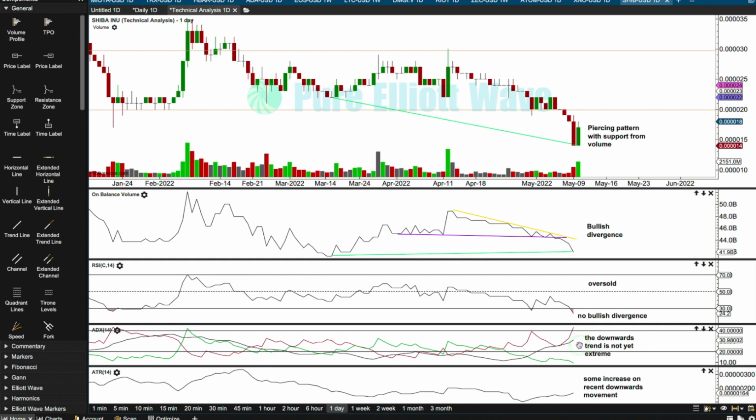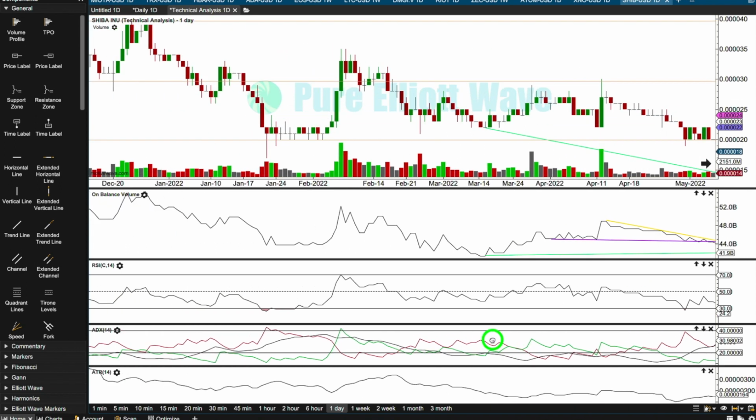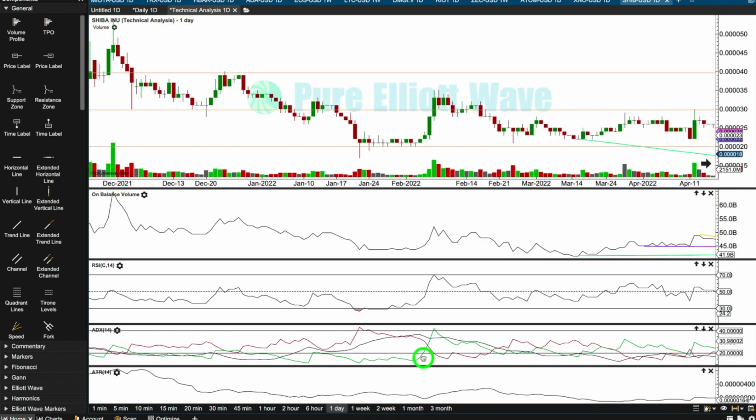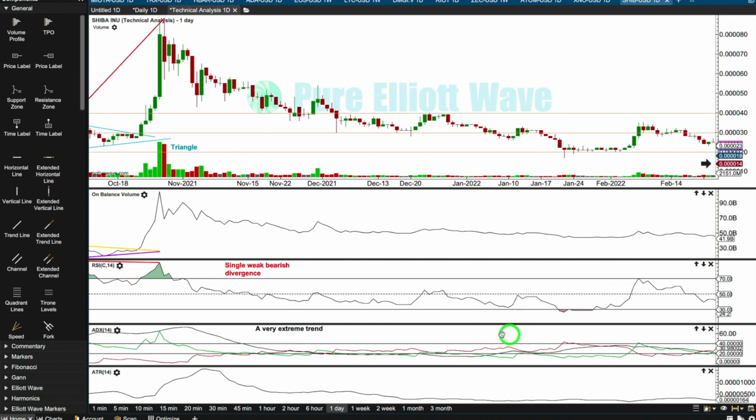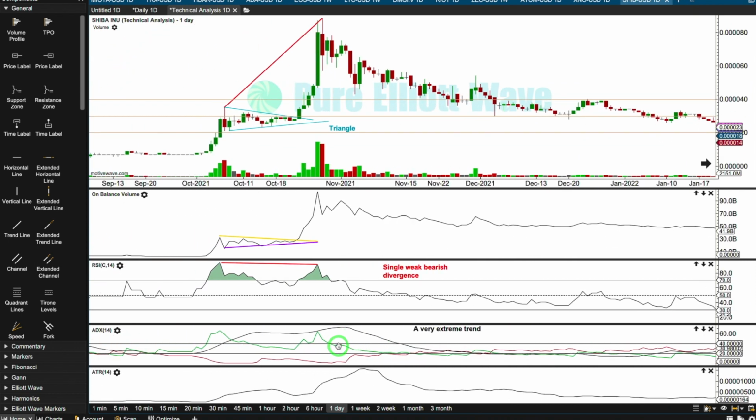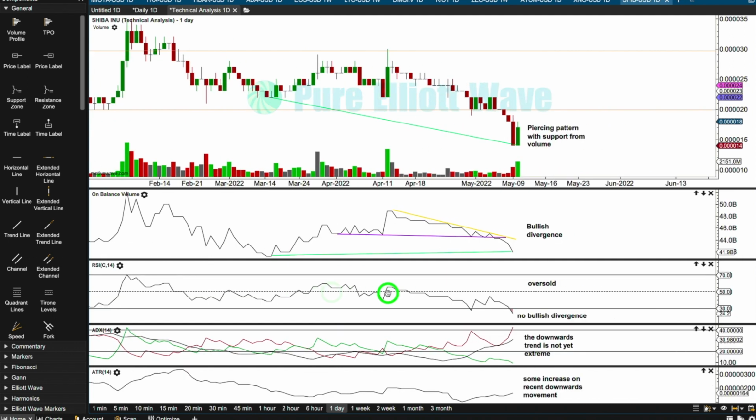ADX indicates a downward trend which is still not extreme. It's below 45 and it's not above both DX lines. How extreme has a downward trend gotten before for this one? Here it's below 40 but above both DX lines. Here the downward trend was extreme but not very extreme. The upward trend reached much more extreme, very extreme indeed.